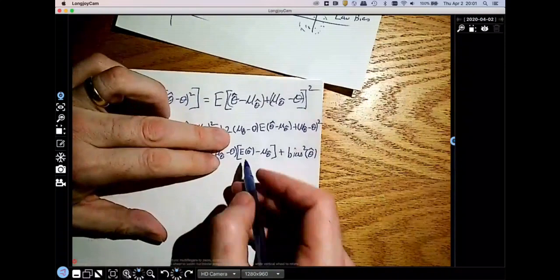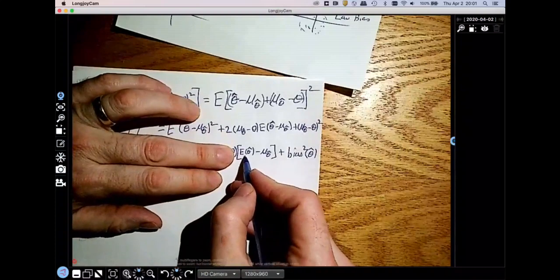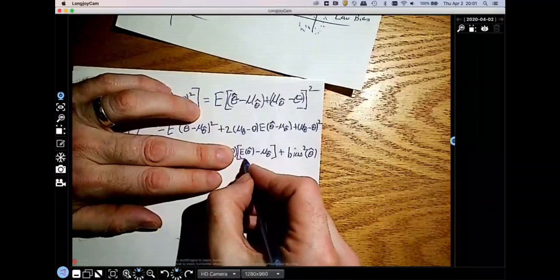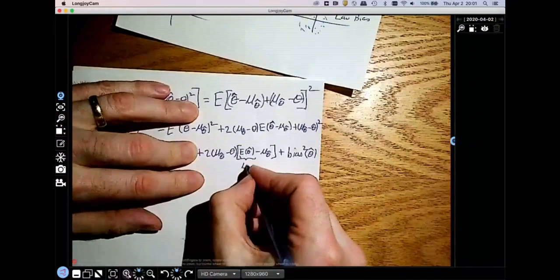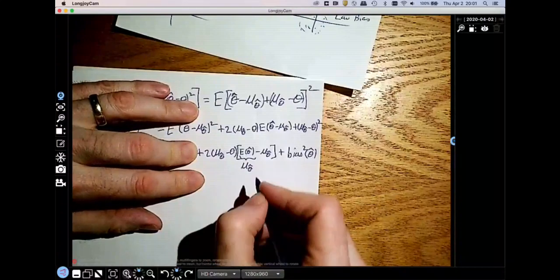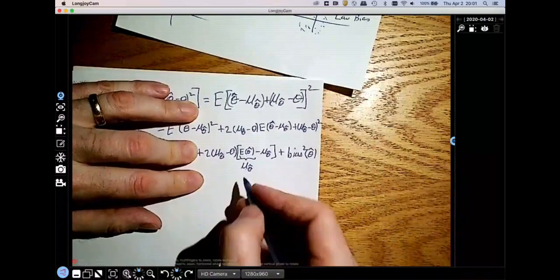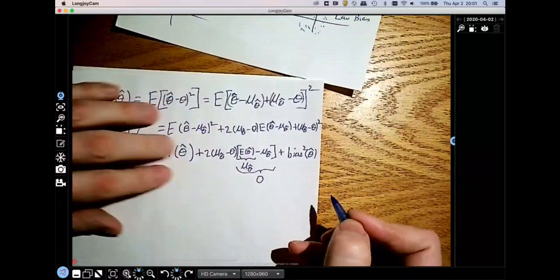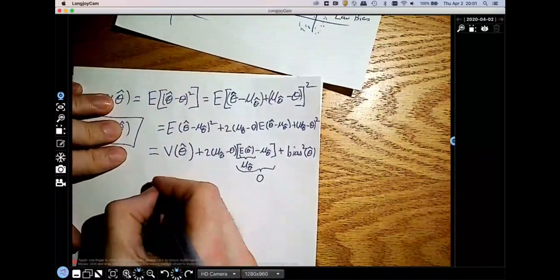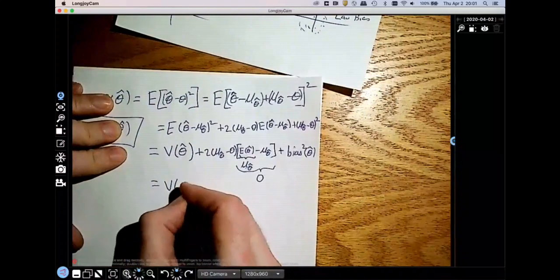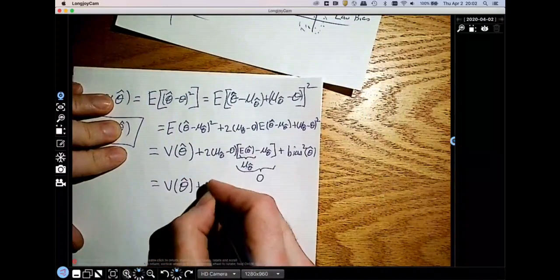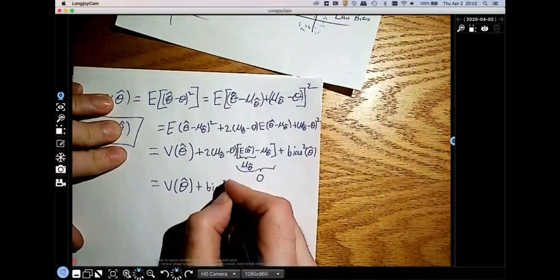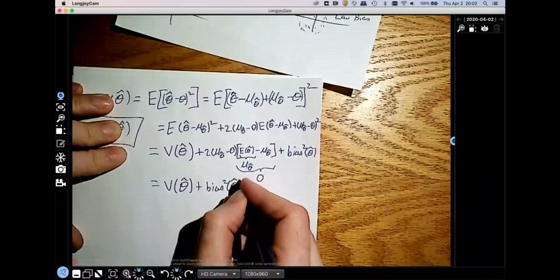Now, let's go take a look. What is the expected value of theta hat minus mu theta hat? Well, this is just mu theta hat minus mu theta hat. So this whole thing right here is 0. Therefore, the second term is 0, and we're just left with the variance of theta hat plus the bias squared of theta hat.